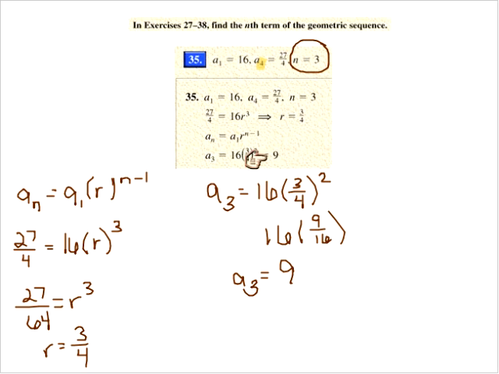So all that's left for us to do is simplify this. So 3 squared is 9, 4 squared is 16. 16 times 9/16 is just 9. So the third term of that geometric sequence is 9.